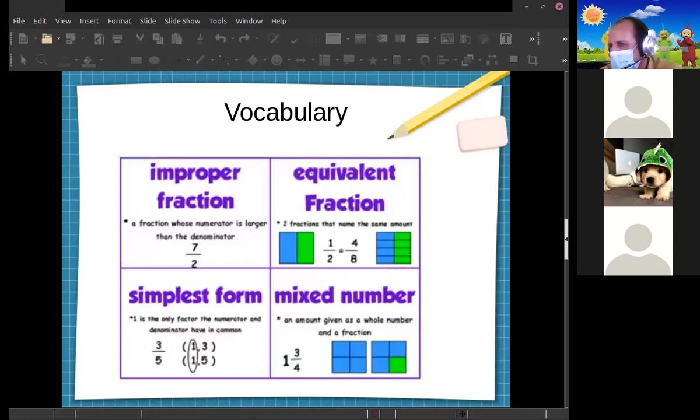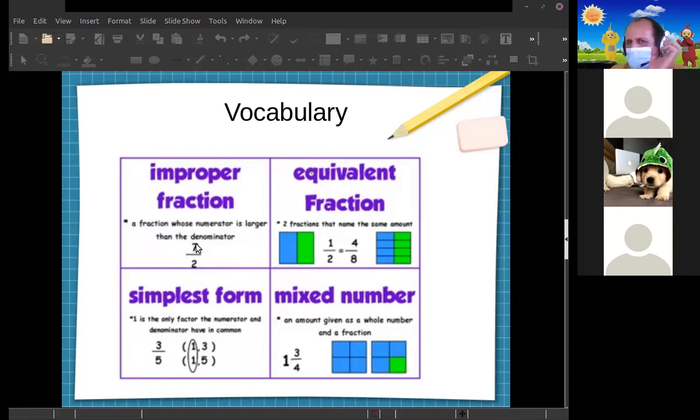So we have it here again. We have an improper fraction, equivalent fraction, simplest form fraction, and the mixed number. So we start upstairs, improper. Improper means not a proper fraction. Improper fraction means the numerator is larger than the denominator.